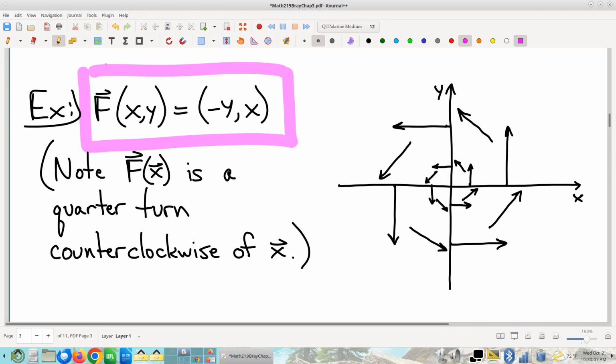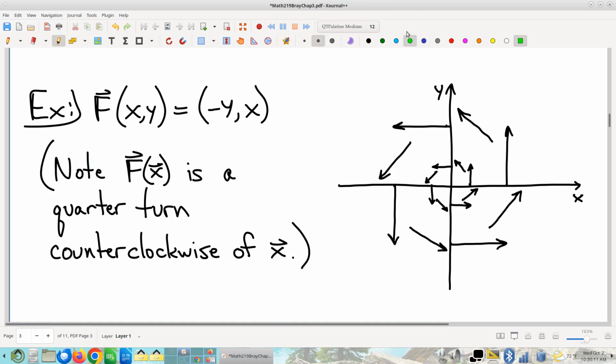The observation I'm going to make here is that if you look at some point, x comma y, let's say that point right there, let's think, what can we say about the field vector?